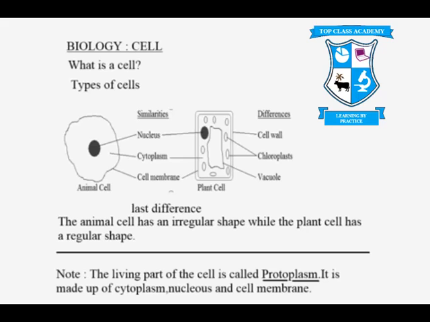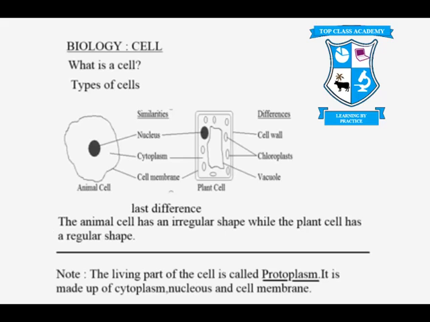Today in biology, we are going to talk about a cell. What is a cell? A cell is the basic functional unit of the living organism. There are many types of cells, but we just concentrate on the common ones, which are the plant cell and the animal cell.